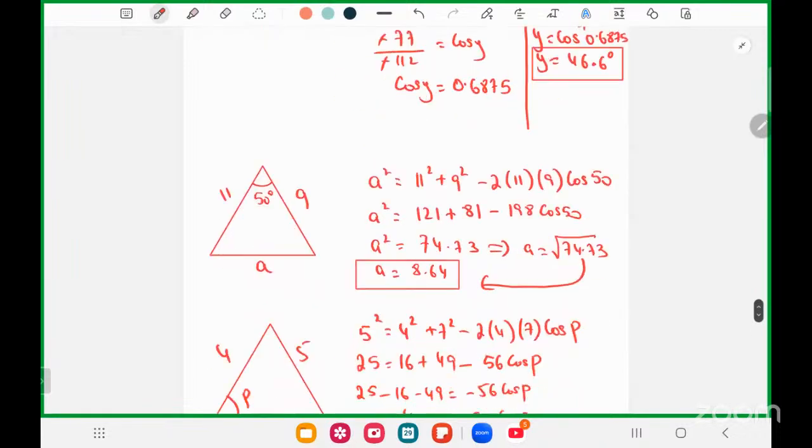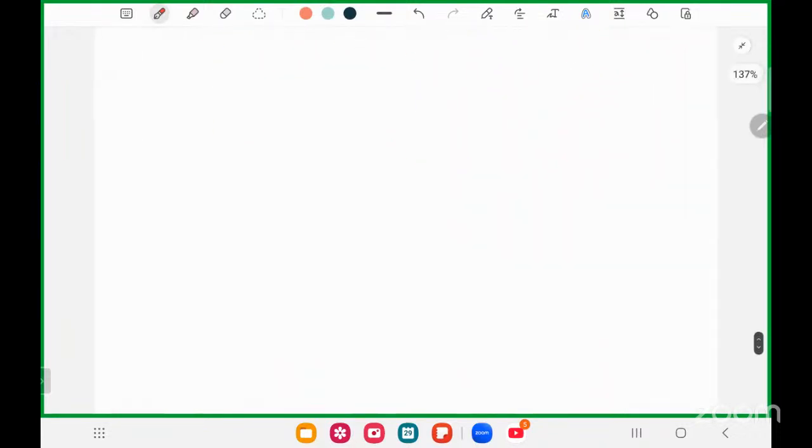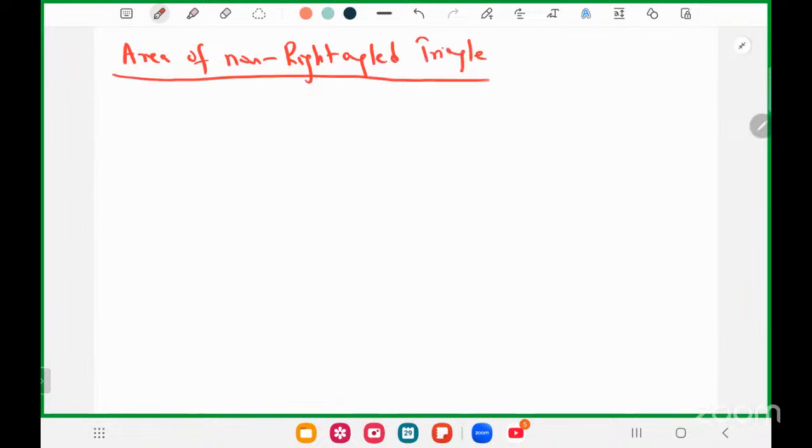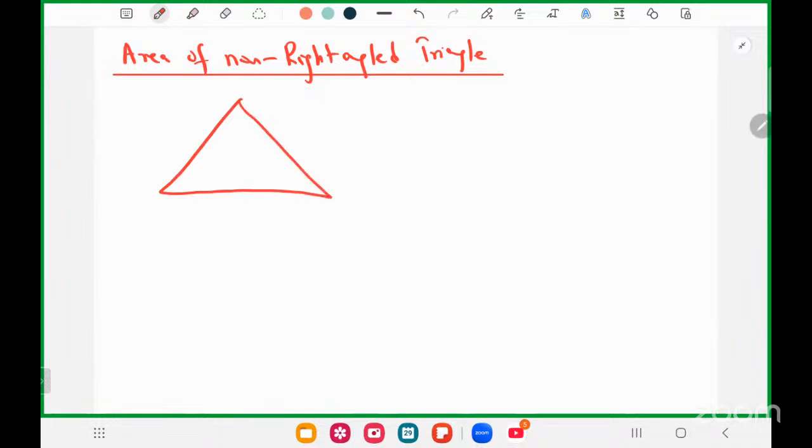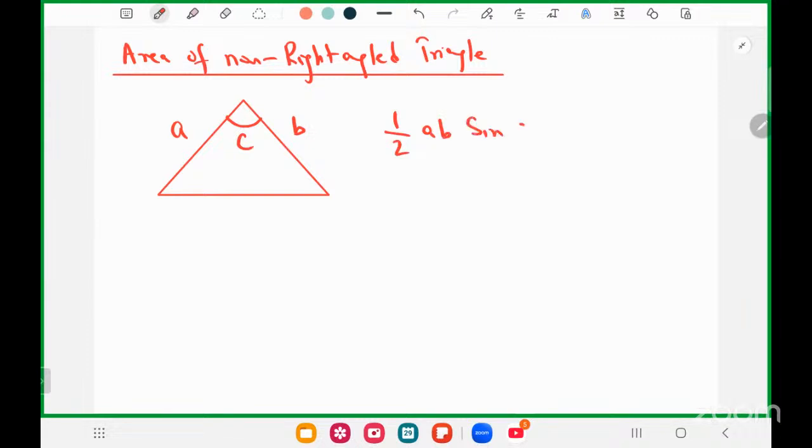The third thing in non-right angle triangles is the area of a non-right angled triangle. So if this is a non-right angle triangle, this is A, this is B, and this is C. So area is half AB sine C.